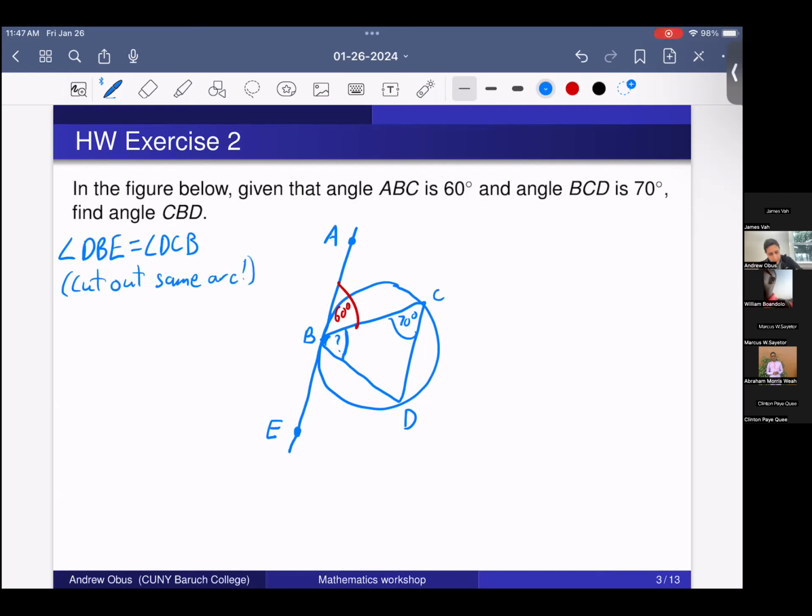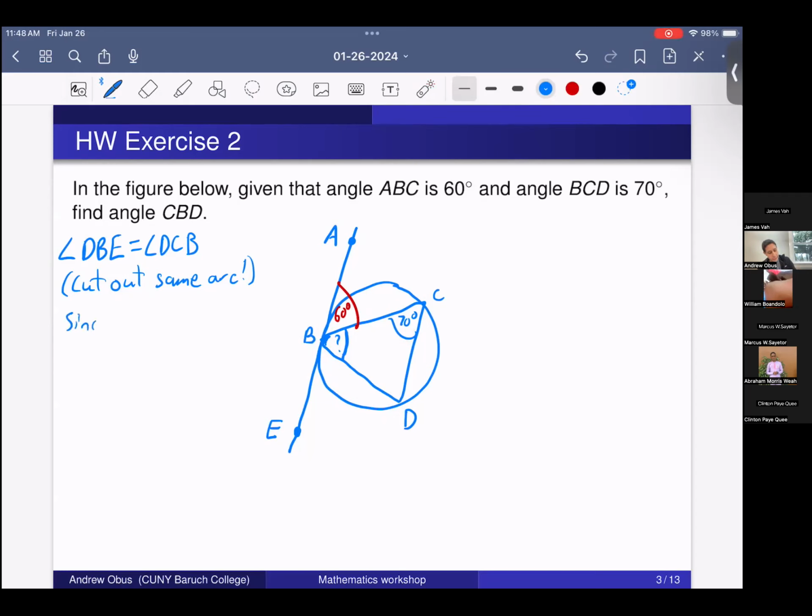Right. So does everybody see this here? If we take this angle DBE, this is a tangent and a chord, and so the angle is half the measure of this arc. And if I take angle DCB, or BCD, it's the same thing, this also cuts out the same arc, and it's also half the measure of that arc. So since both of these angles are half the measure of this arc BD, that means they have to be equal to each other, okay?